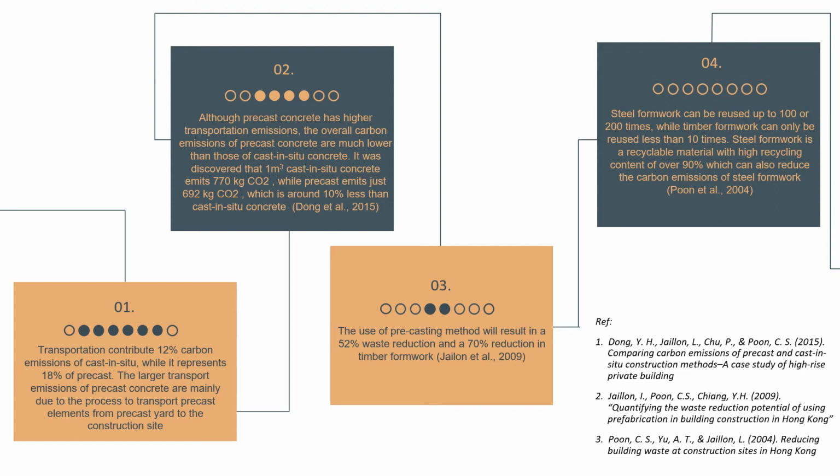Steel formwork can be reused up to 100 or 200 times, while timber formwork can only be reused less than 10 times. Steel formwork is a recyclable material with high recycling content of over 90%, which can also reduce the carbon emissions of steel formwork according to Poon et al. 2004.